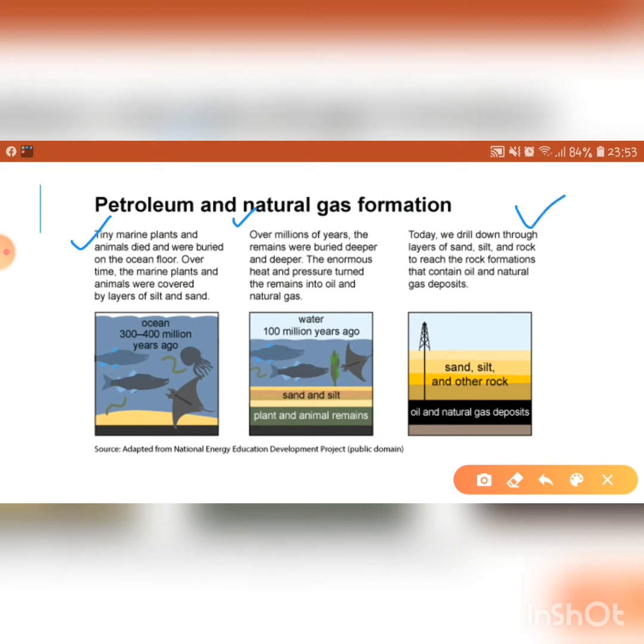Today, we drill down through the layers of sand, silt, and rock to reach the rock formations that contain oil and natural gas deposits. So this means that the petroleum and the natural gas are fossil fuels since they are derived from the dead remains of the plants as well as the animals.